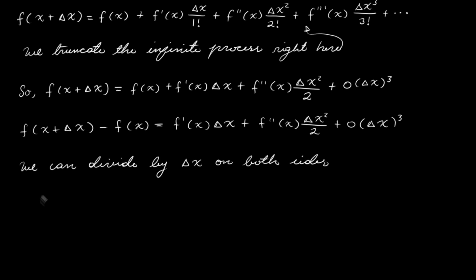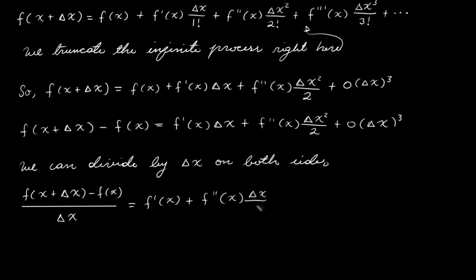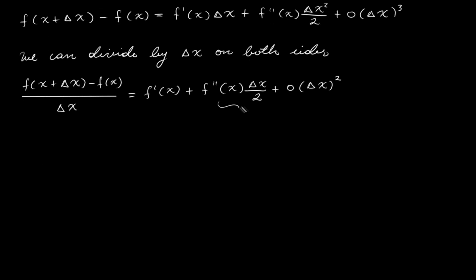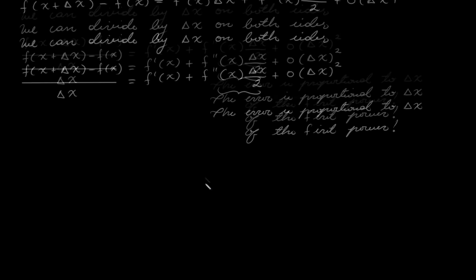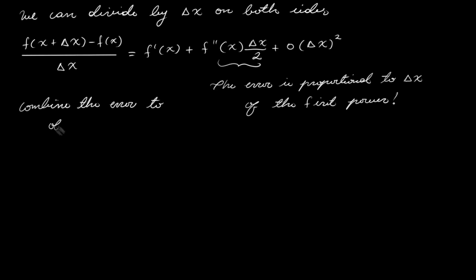This is accomplished by dividing both sides of our equation by delta x, which will also reduce the order of the delta x next to the big O notation. It is important to notice that the error, in this case given by the second order element, is proportional to delta x of the first power. This is very useful in understanding why reducing delta x will reduce the error given by the truncation.